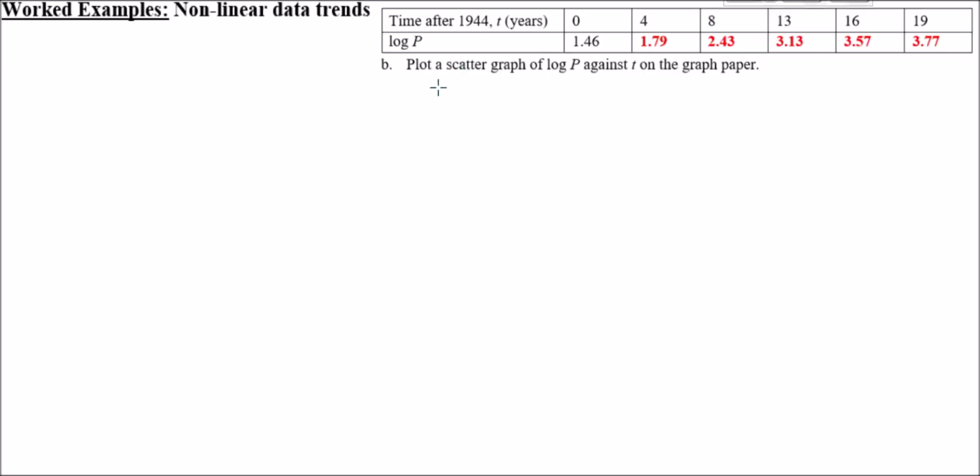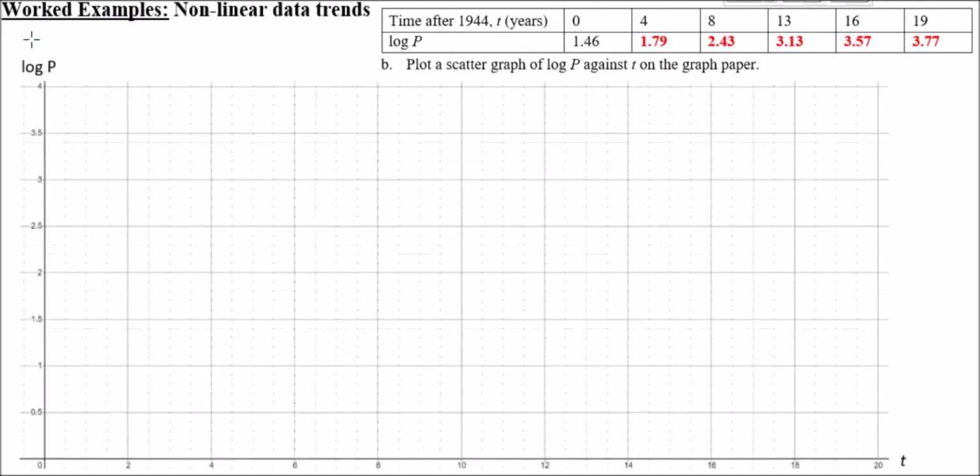Part B. We need to plot a scatter graph of log p, which we just did the values for, on the graph paper provided on your handout. So here's the graph paper we've got. I'm just going to whiz through plotting these because plotting a graph isn't too hard. So the first point, 0, 1.46, we add this in. And the next one, 4, 1.79, 8, 2.43, 13, 3.13, 16, 3.57, and 19, 3.77. So that's the points plotted.